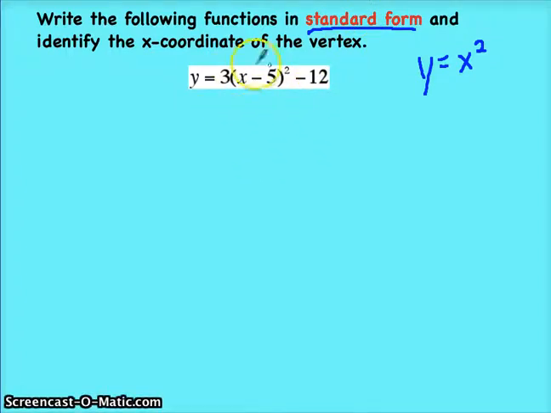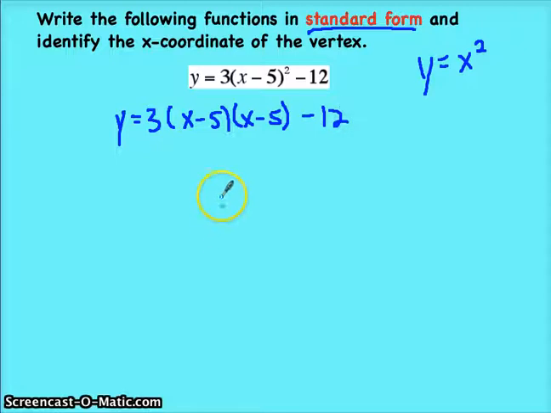So first of all, if we were in a form like this before, we always converted into standard form. So let's go ahead and do that again. Y equals 3 times x minus 5 squared, remember, is two sets of factors of x minus 5 times each other, minus 12. So we'll start off with doing a little bit of FOIL. If you don't remember how to do that, you may want to review how to FOIL.